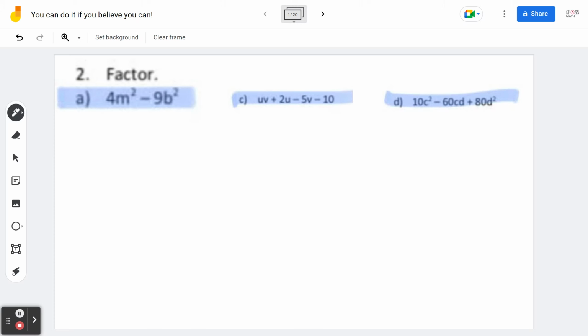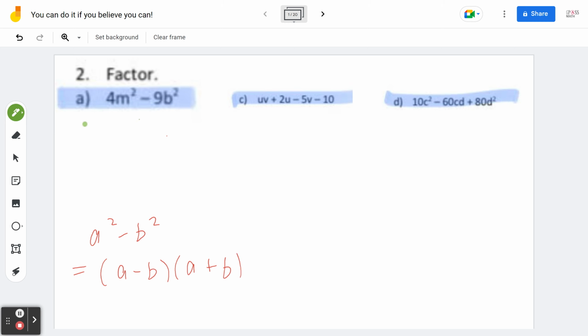Hi everyone, let's take a look at the following factoring examples. Part B: 4m squared minus 9b squared. Before we begin with this example, remember there's a formula called the difference of squares: a squared minus b squared equals a minus b times a plus b.